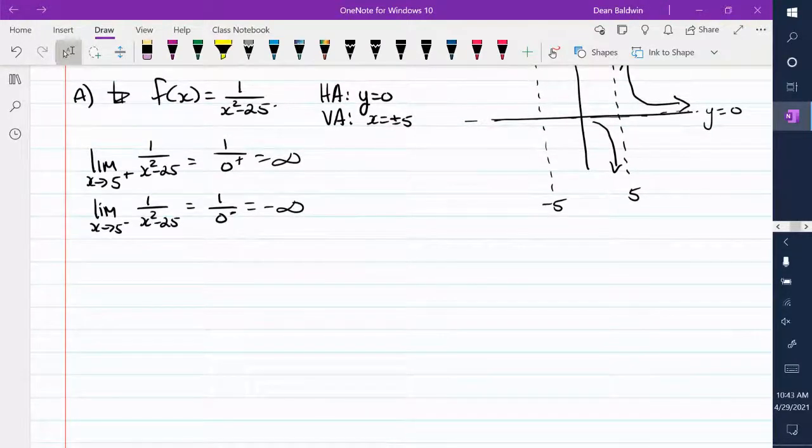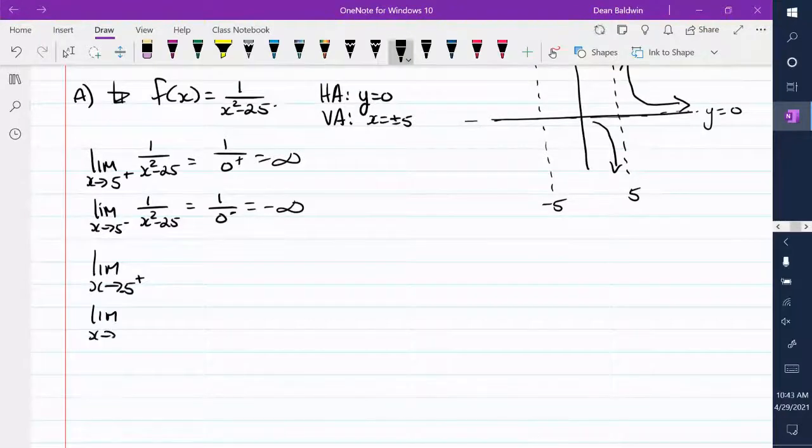So if I want to know the other one, it's x goes to -5 from the positive, and x goes to -5 from the negative. Again, you know it's going to be 1 over 0, 1 over 0. We just need to know the positive or negative. Yes? How did you know which one to choose? What do you mean? How did I know which one to choose? Look at the arrows.